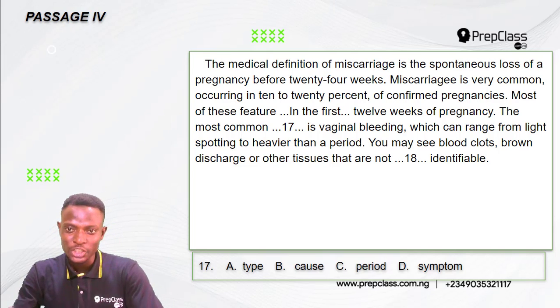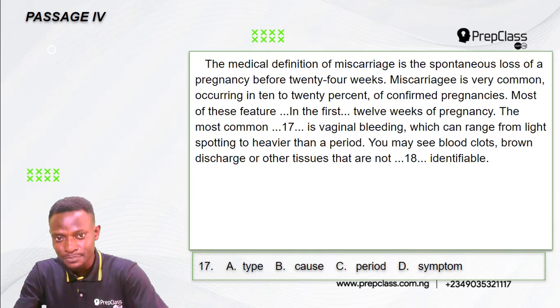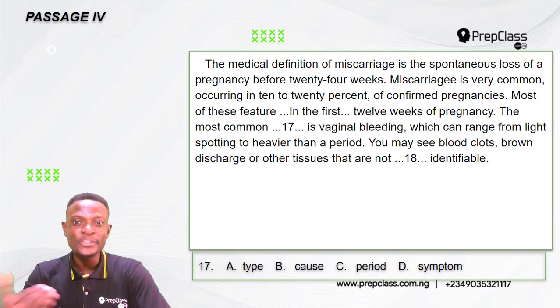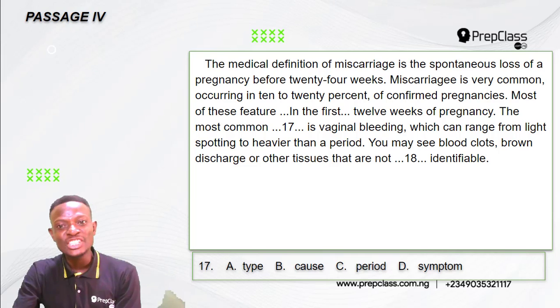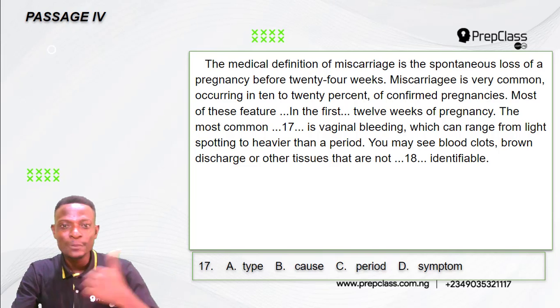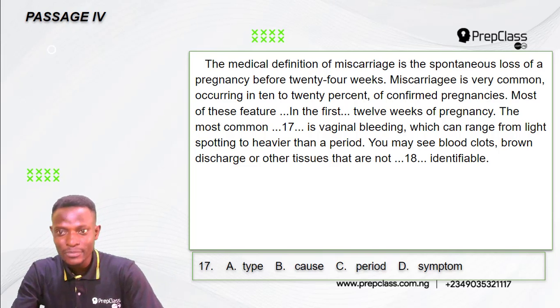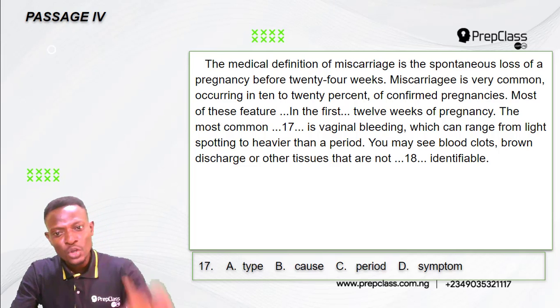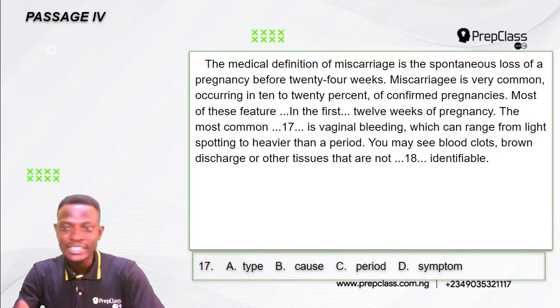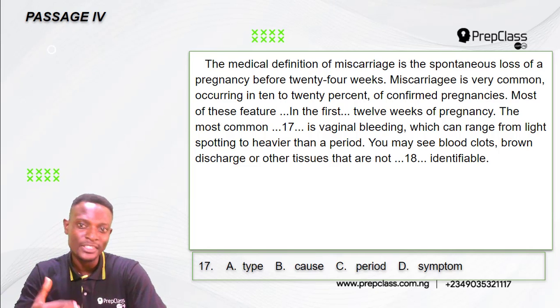The medical definition of miscarriage is the spontaneous loss of a pregnancy before 24 weeks. Miscarriage is very common, occurring in 10 to 20% of confirmed pregnancies. Most of these feature in the first 12 weeks of pregnancy. The most common blank is vaginal bleeding. A. The most common type is vaginal bleeding. B. The most common cause is vaginal bleeding. C. The most common period is vaginal bleeding. D. The most common symptom is vaginal bleeding.